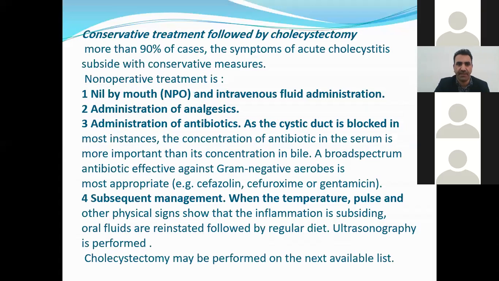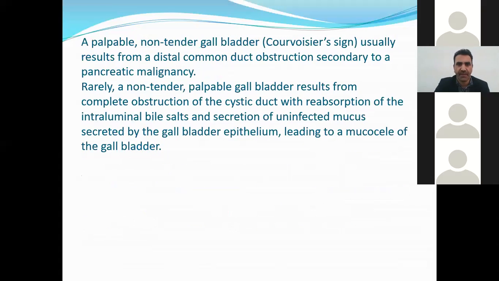Let's move on to the treatment. Okay, sorry. A palpable non-tender gallbladder, which is a mass formed by omentum, usually results from distal common duct obstruction secondary to acute cholecystitis.